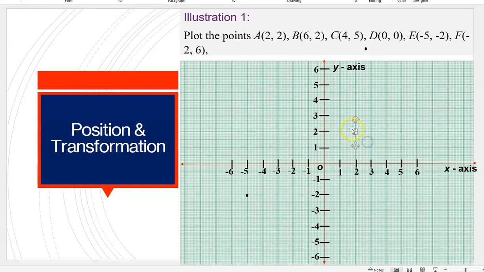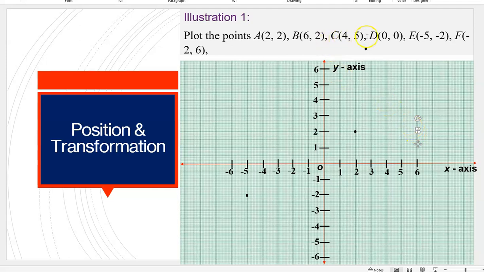Okay. So this is the point. So an intersection gives us the point. And then we move to B, that is (6, 2). So 6 and 2. This is 2 and that is 6. So the intersection is where we plot our points. So this is A and B. Please try and label the points. A (2, 2). B (6, 2).